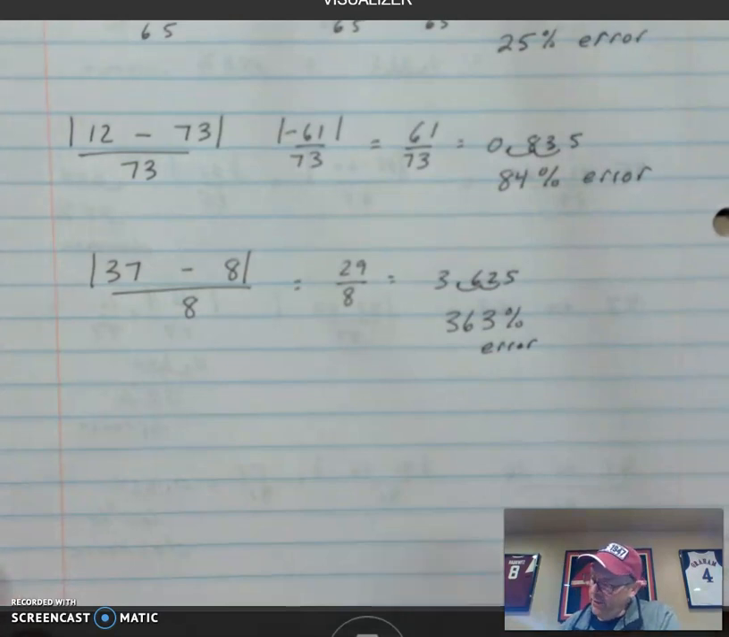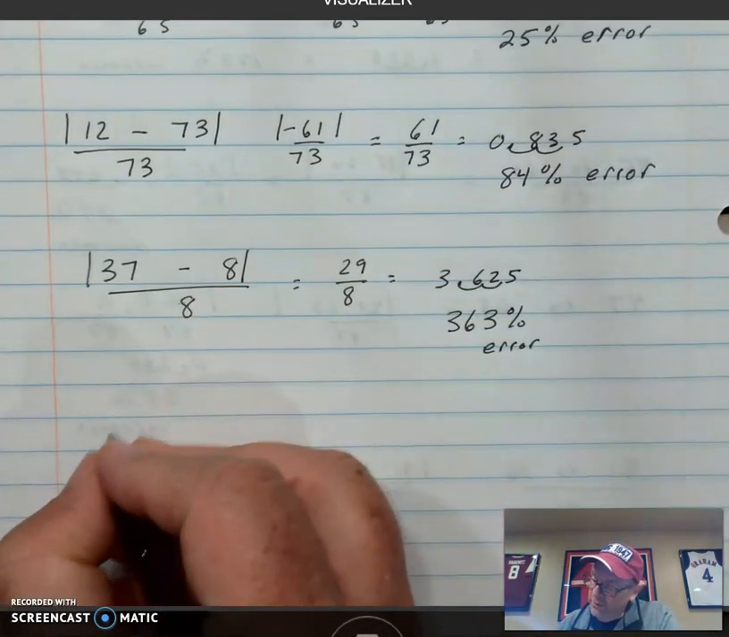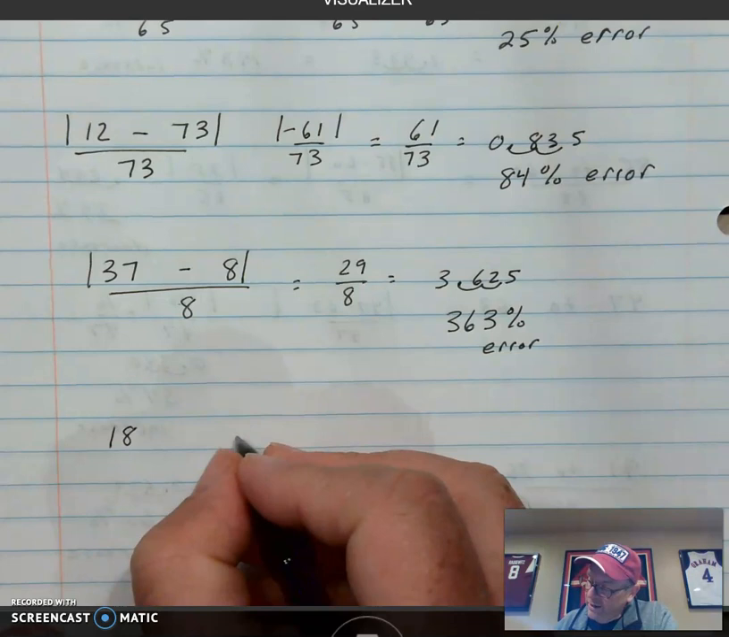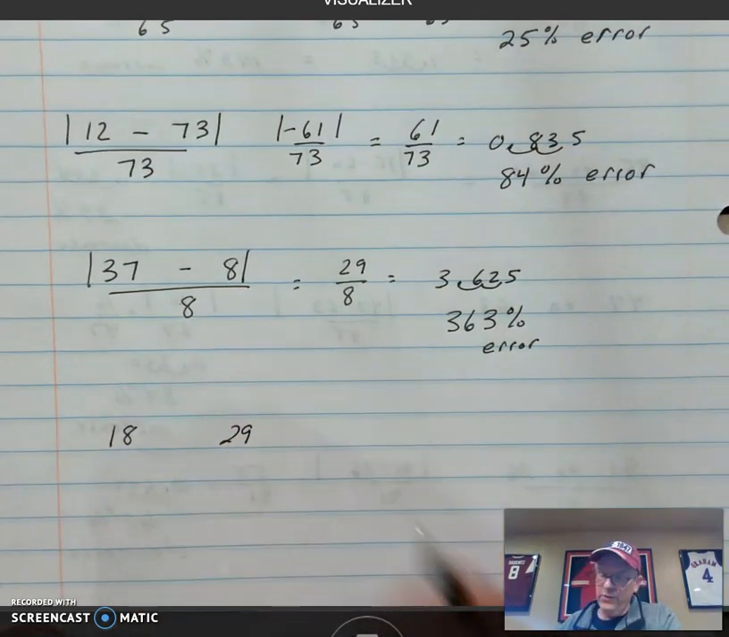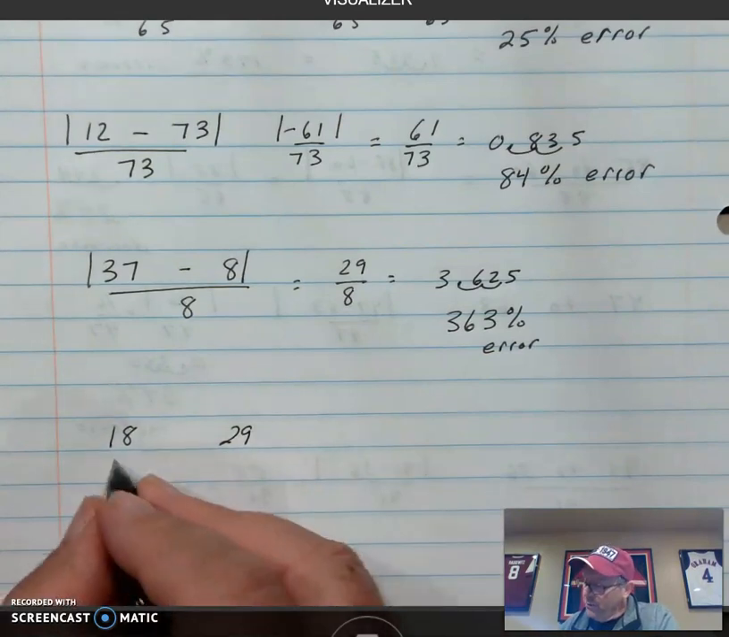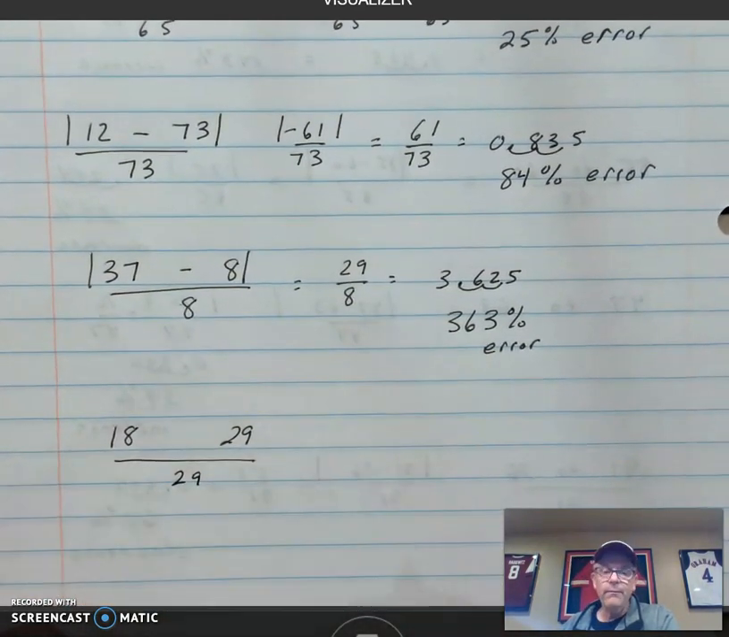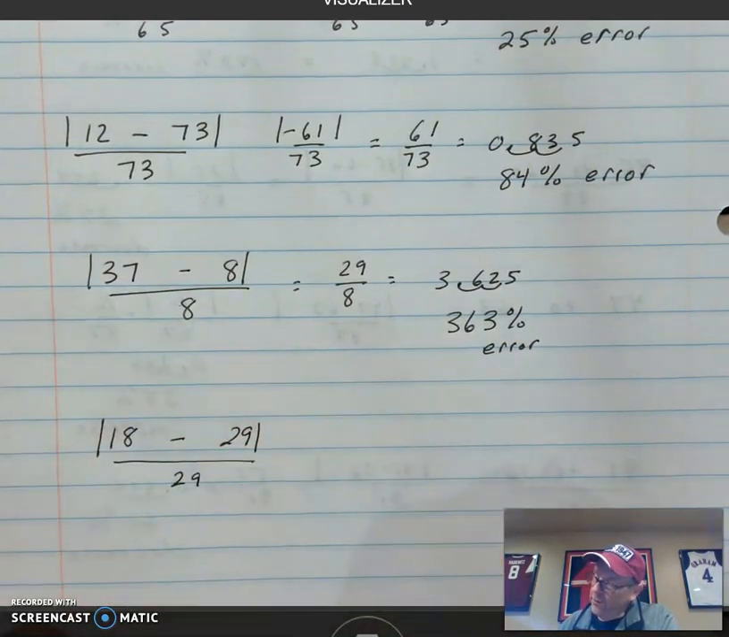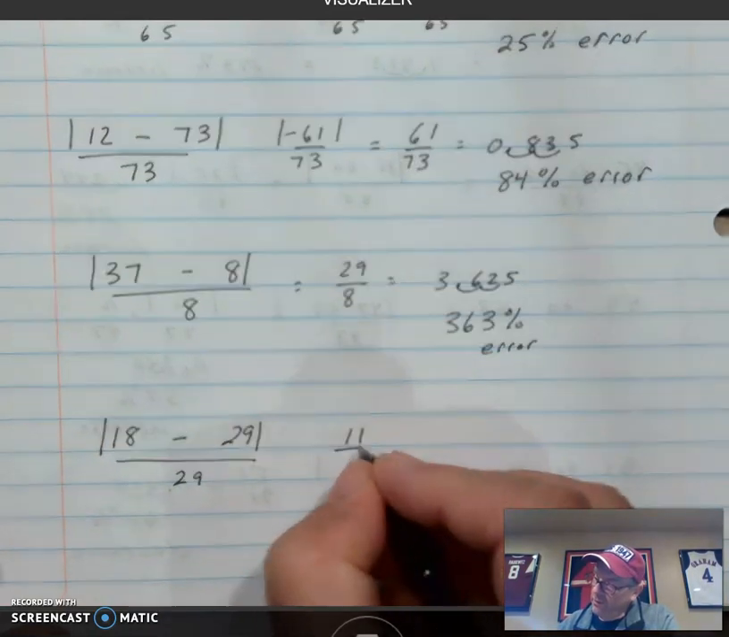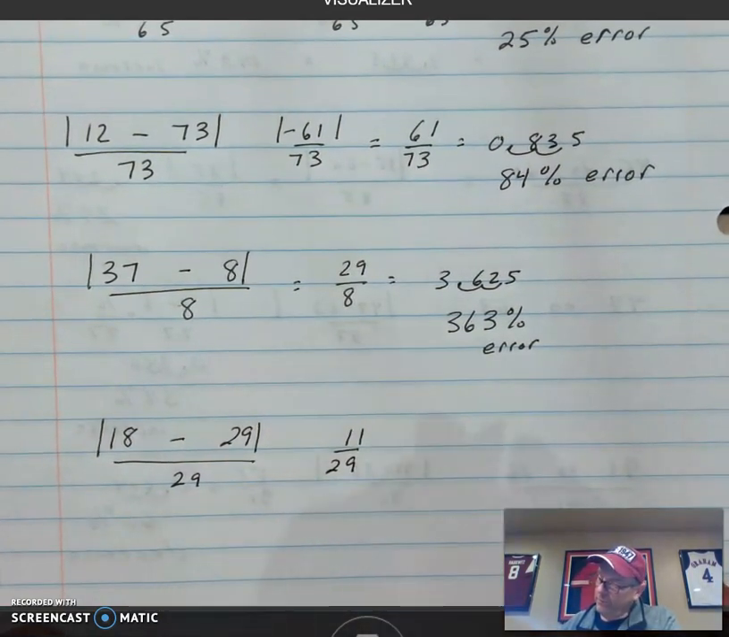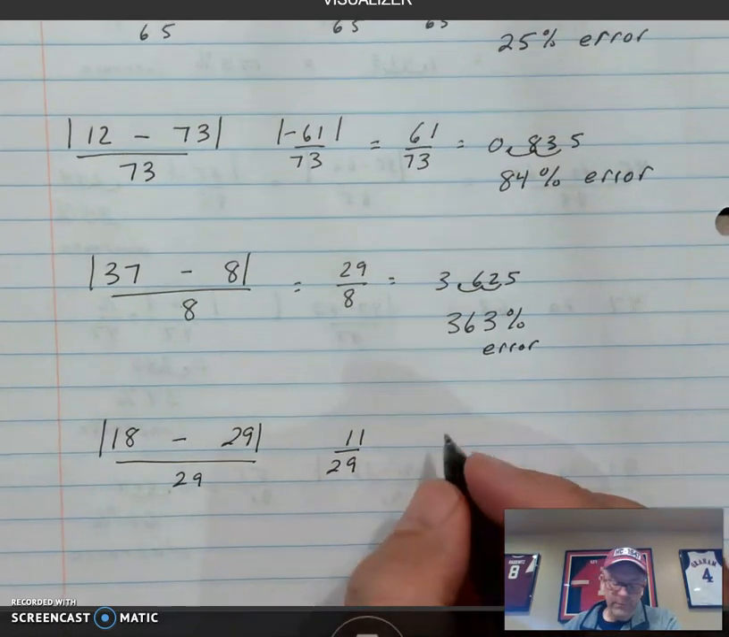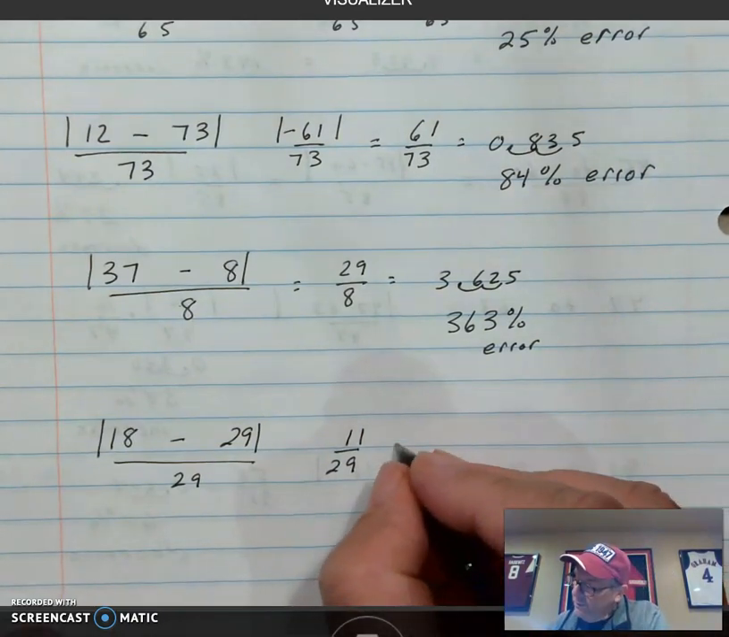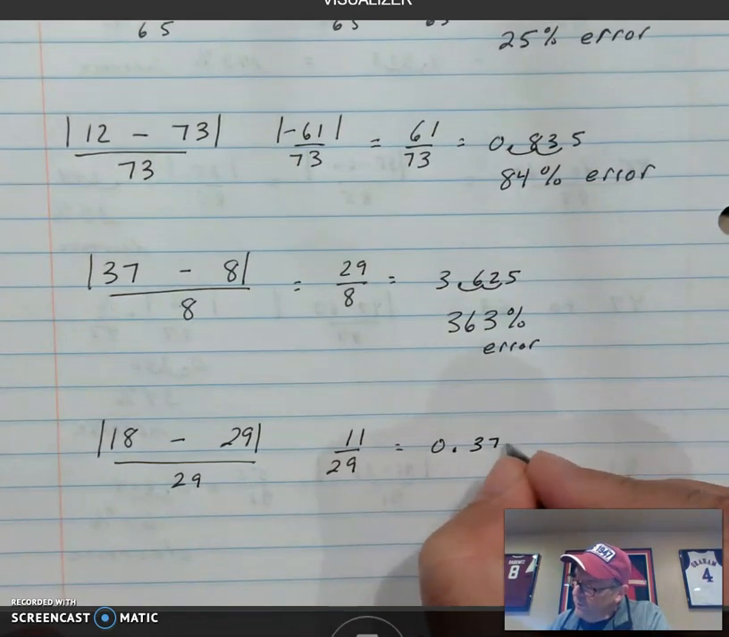So you estimate that you have 18 pencils in your bag. Turns out you were super close. There's actually 29 pencils in your bag. So, actual number is 29. Absolute value. So you end up with 11 over 29. So you're going to divide both of them. So if we divide 11 by 29, you get 0.379.